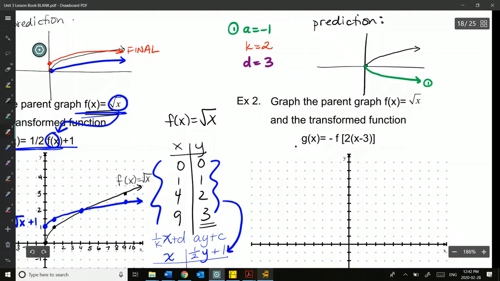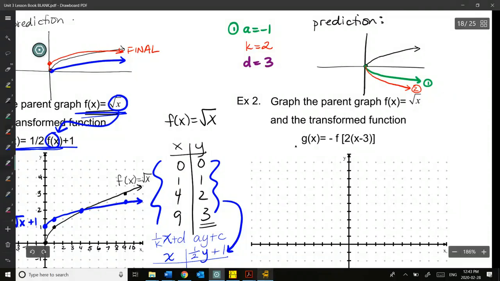K value of 2, we already said that. This is a horizontal compression by a half. So imagine you take your graph and you push it inward horizontally. It's going to look something like this once we do that. So what's the k value? Horizontal compression by a half. Doing this.